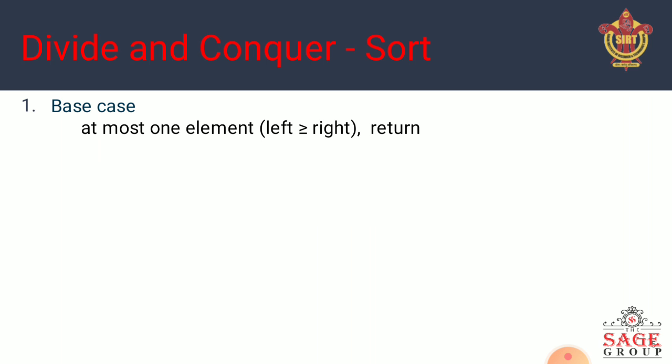Firstly, the base condition for sorting: if we have a small problem, small problem means we have a single element. How do we check it? If the left index is greater than or equal to the right index, then return, because sorting a single element requires only constant time.